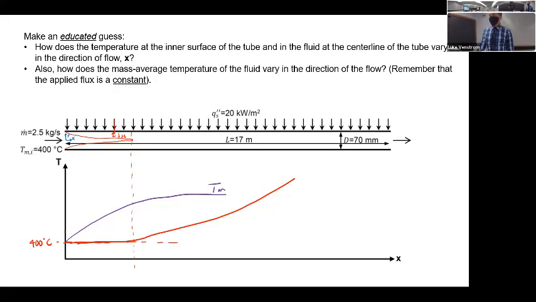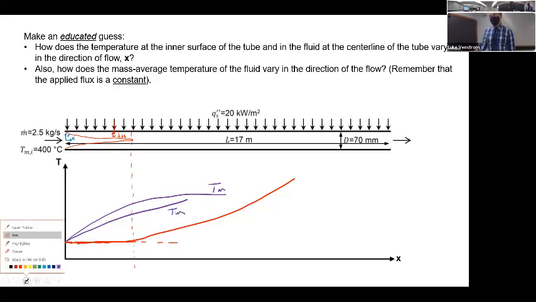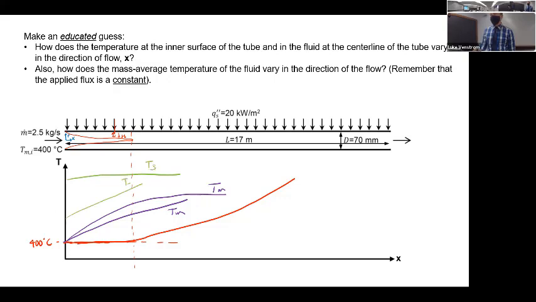So I saw mean temperature guesses like this. I saw mean temperature guesses that were just straight lines up. And then I saw surface temperatures that were kind of all over the map, which is good. I saw straight line surface temperatures like this. I saw surface temperatures that were increasing. I just asked you to make a guess, so you don't necessarily know the answer anymore.